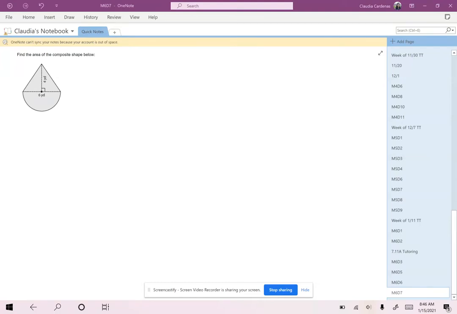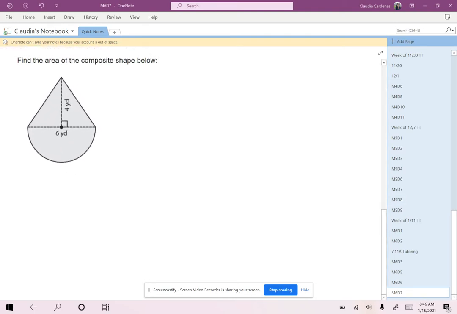Yesterday we learned how to find areas of composite and shaded regions in shapes. Today we're going to continue practicing finding areas of these composite shapes. So looking at the problem below, it says to find the area of the composite shape. Again, we do not know the area of this entire shape.